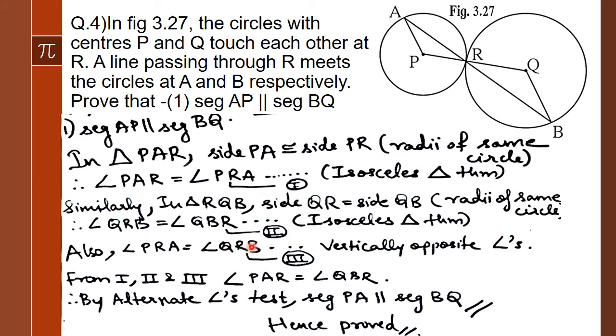Now here angles PRA and QRB are vertically opposite angles. That means they are on the opposite sides of two intersecting lines. If you see, those are vertically opposite angles, which means they are congruent again. So these two angles are congruent. Mark that as point 3.